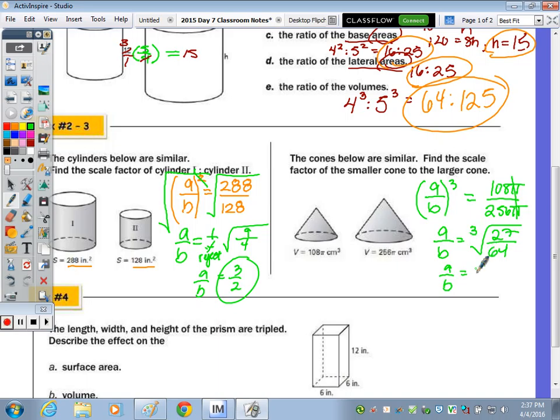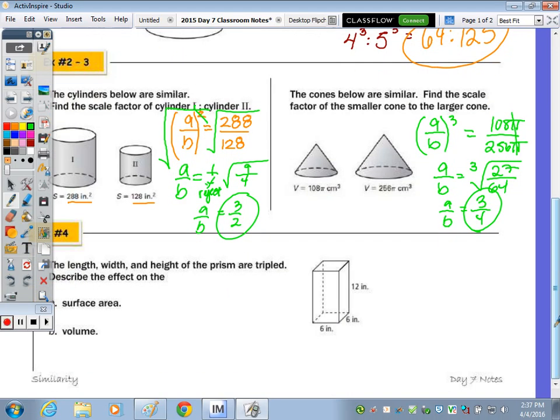Cube root of 27 is 3. Cube root of 64? 4. Do you ever have a plus or minus when you're taking the cube root of a number like you do for a square? No. Nope. Only when you're taking the square root. Okay? Last question on the front.